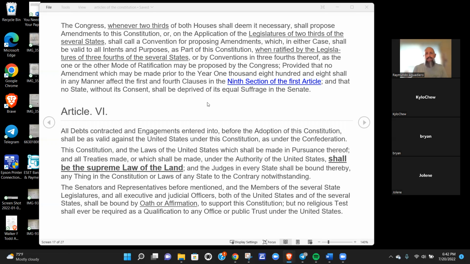Congress, whenever 2/3 of the House shall deem it necessary, shall propose amendments to the Constitution, or on the application of the legislatures of 2/3 of the several states, shall call a convention for proposing amendments, which in either case shall be valid to all intents and purposes as parts of this Constitution, when ratified by the legislature of 3/4 of the several states, or by convention in 3/4 thereof, as the one or the other mode of ratification may be proposed by Congress, provided that no amendment which may be made prior to the year 1808 shall in any manner affect the 1st and 4th clauses in the 9th section of the 1st article, and that no state without its consent shall be deprived of its equal suffrage in the Senate for representation. Whew. All right, that's Article 5.